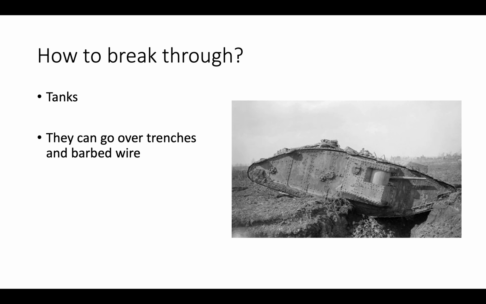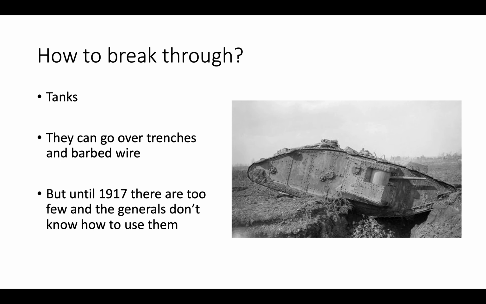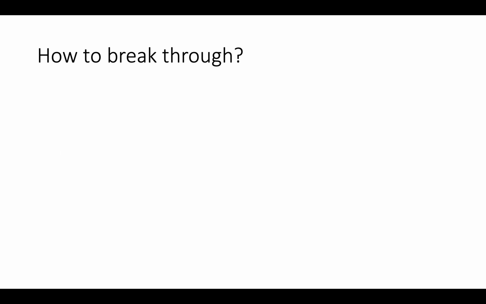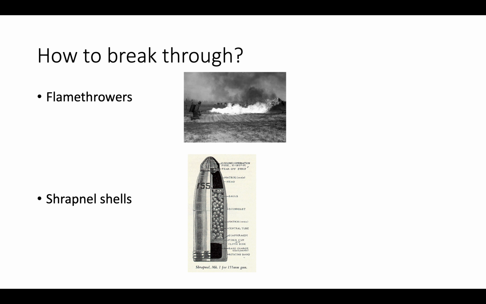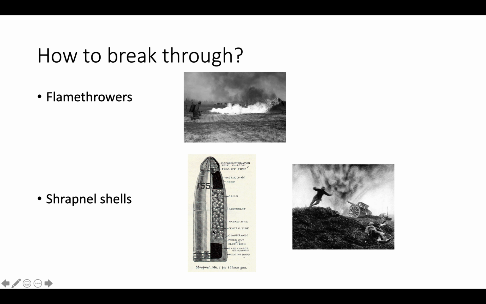People invent tanks. Tanks can go over trenches and over barbed wire. But till 1917, there aren't many of them. And the generals, of course, the old men, they know how to fight with horses. They don't know how to fight with tanks, so they're not very effective. So other things, flamethrowers come into it. Shrapnel shells, these are shells that are filled with little metal balls which explode everywhere and cause terrible damage.